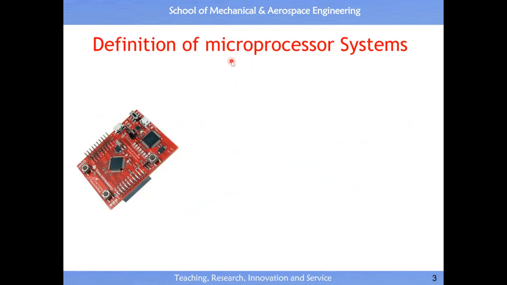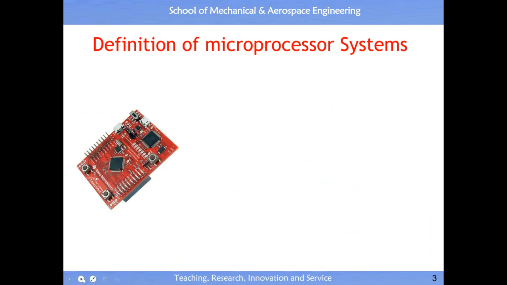This course is about the microprocessor system. So look at the title. You have a keyword: system. System means it's something which can take input, which can produce output, and which can undertake internal processing in order to produce output from the input.